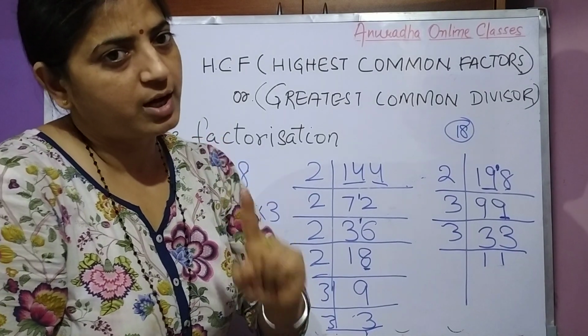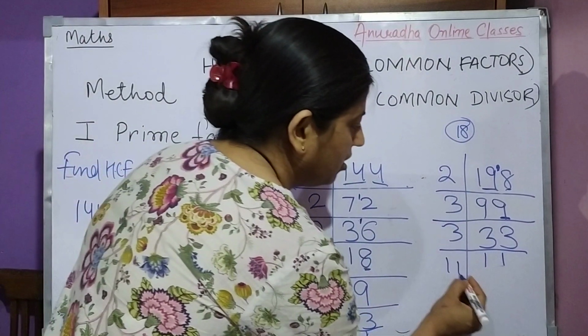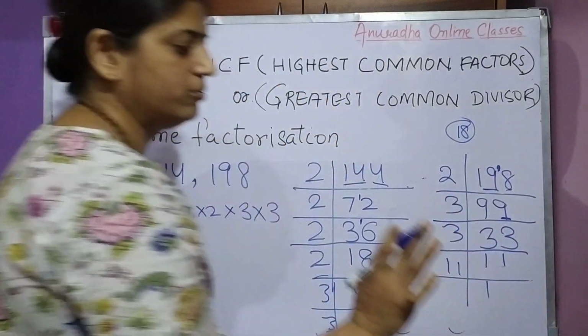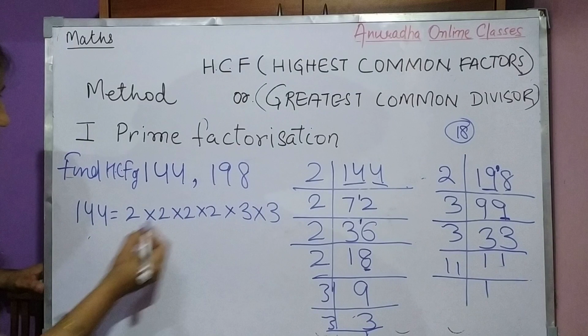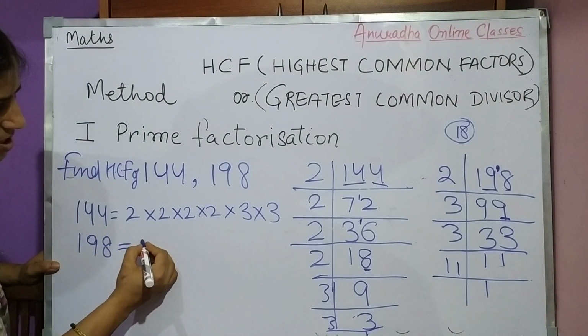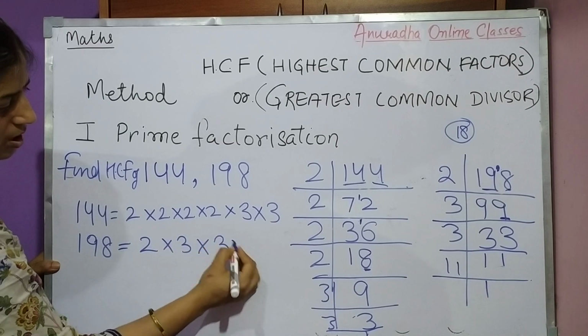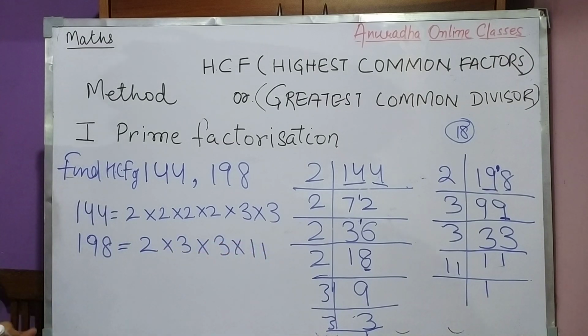Okay, it will only go with itself and 1. So we'll get here 11 ones are 11 now. This is over. So what are the factors of 198? 198 के factors क्या होंगे? 2 into 3 into 3 into 11. Right children? Now see. What are the common factors?